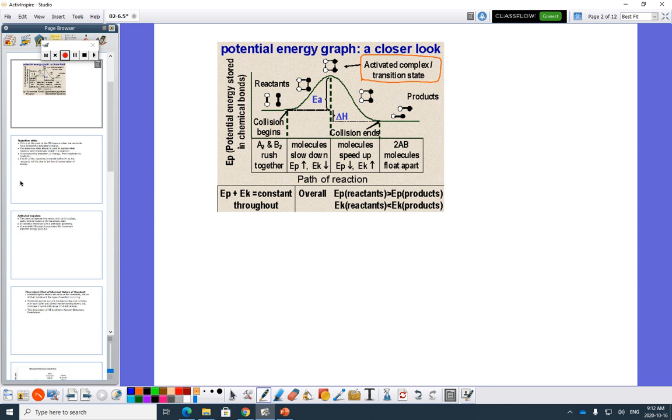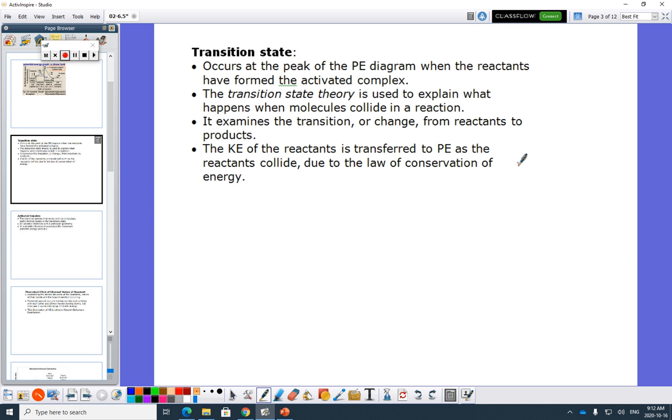The products have released energy. But that was last unit. So we're going to shift and look more towards this. The transition state occurs at the peak of the potential energy diagram when the reactants have formed the activated complex. So there is a variety of ways we are going to try to explain what happens with a molecule.